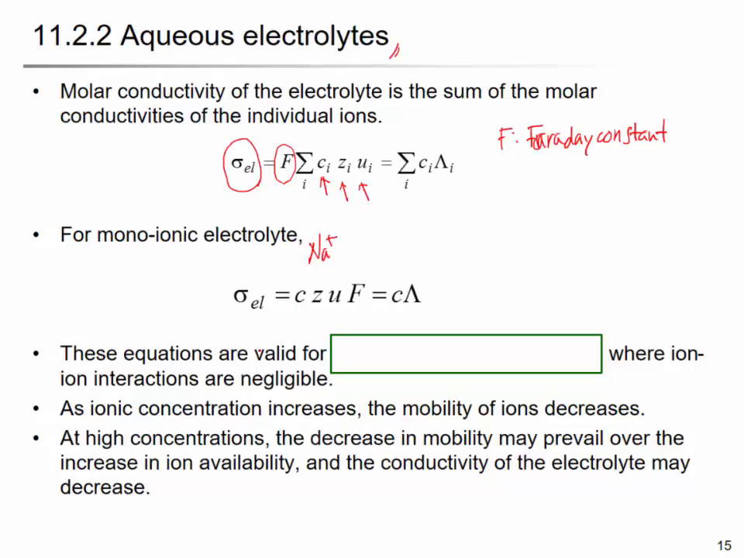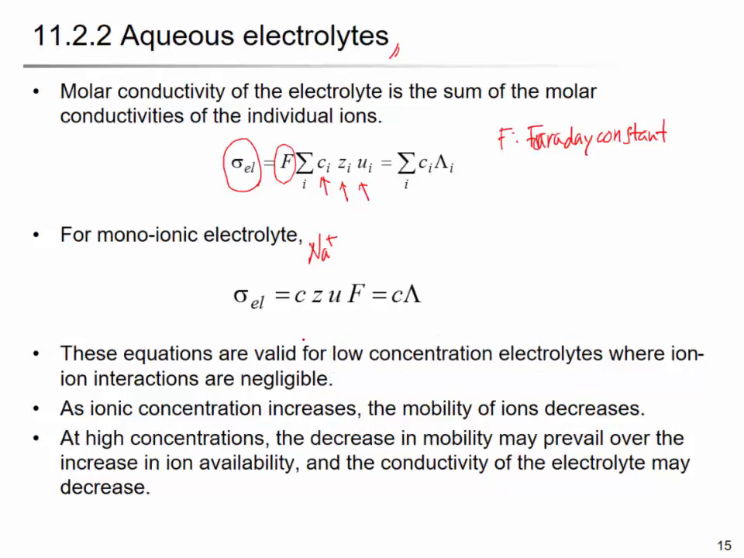But these equations are valid for only a low concentration, where the ion-ion interactions are negligible. So they are very dilute, so the ions cannot collide, or they don't affect the other ions' movement. Right? So that means that if you add more salt, the electrolyte concentration increases. At the low concentration, this will be linear.